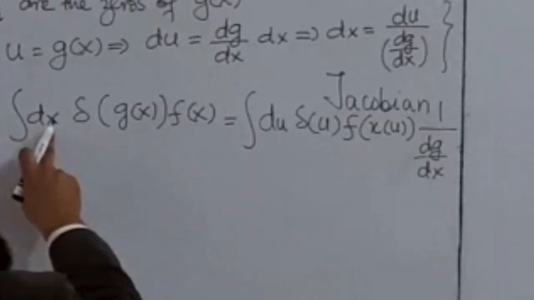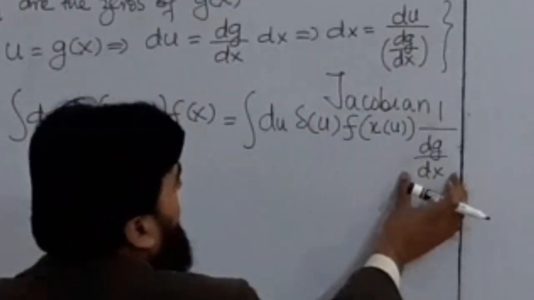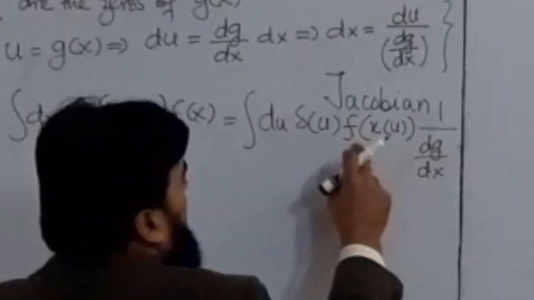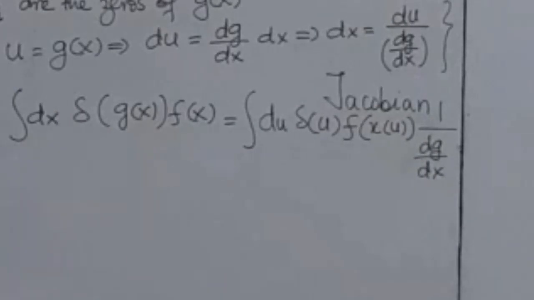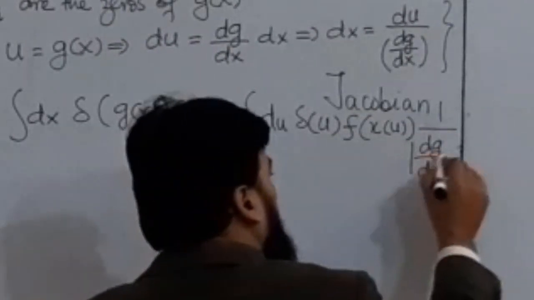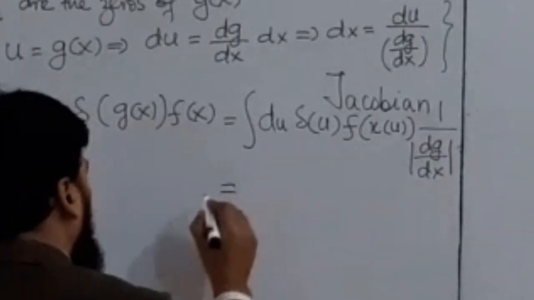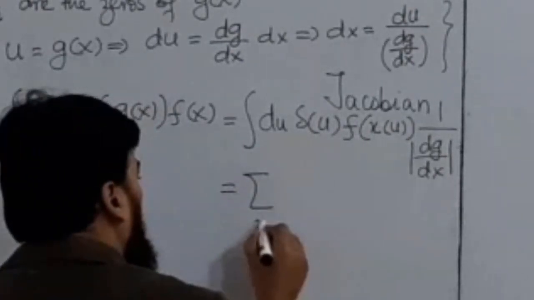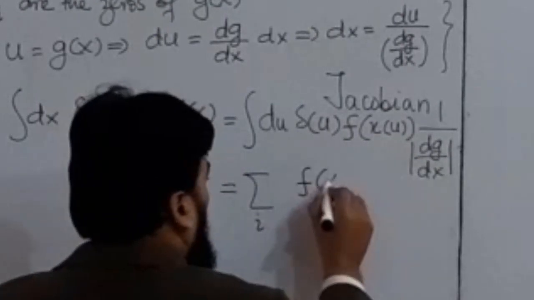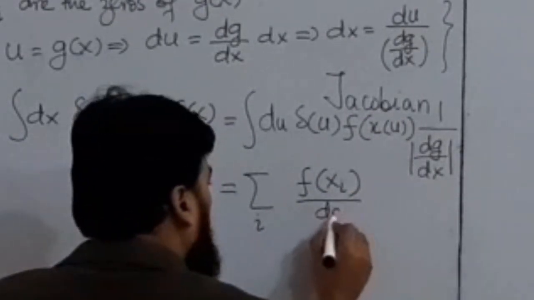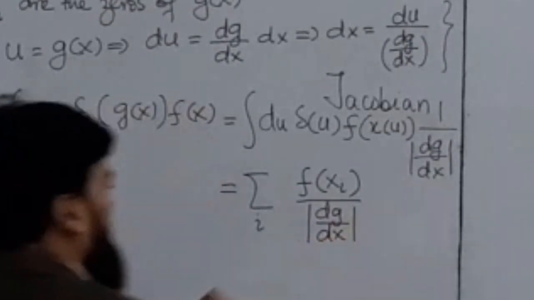Because for dx I can write du over this one, so I moved it here, and then delta of g(x), so g(x) I will write as u, so delta u, and then this is f of x, but x is also a function of u, so I can write this as an absolute value, so it shouldn't produce a plus-minus sign. Then this thing is equal to the summation over i of f of xi, because all the roots will come in here, divided by the absolute value of dg over dx.